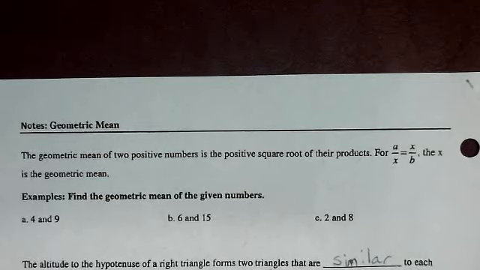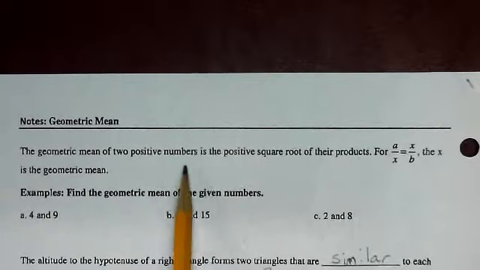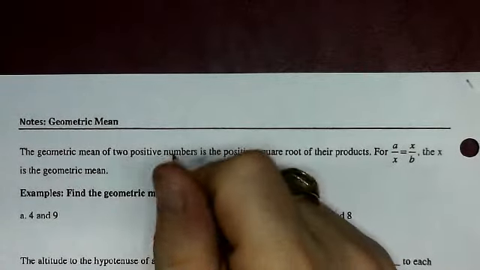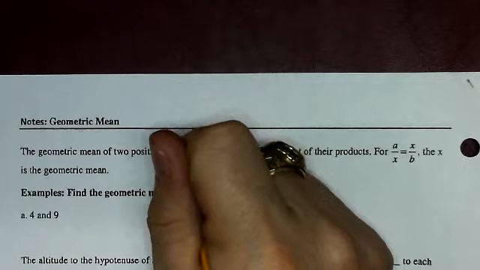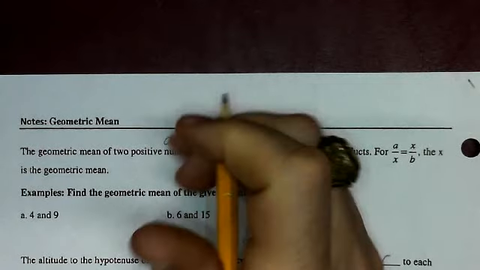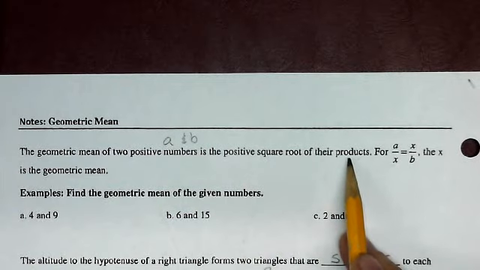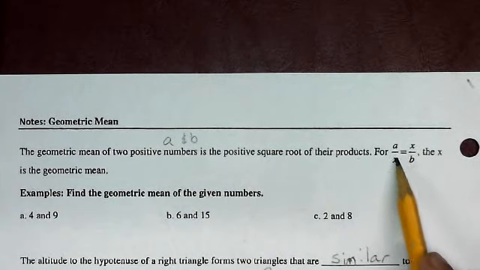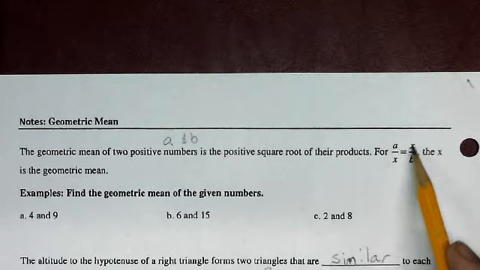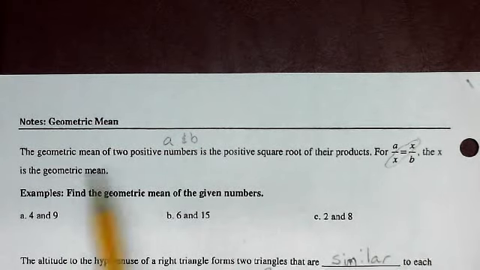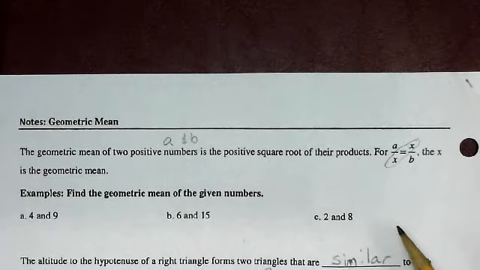Hello, today we're going to talk about geometric mean. The geometric mean of two positive numbers, that would be A and B, is the positive square root of their products. That basically means that we set up a proportion like this, where x is in two places, and that's the geometric mean.